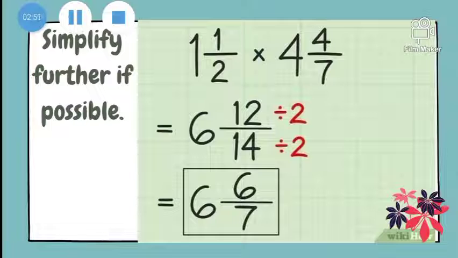12 divided by 2 is 6. 14 divided by 2 is 7. So our answer to its lowest terms is what? 6 whole number 6 over 7. Now, as you can see, your answer must and should be in either a mixed fraction or a proper fraction. You cannot leave the answer as an improper fraction.